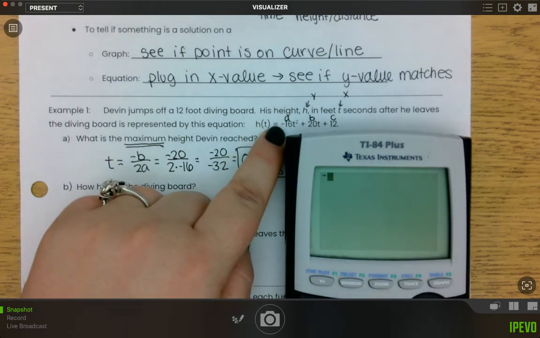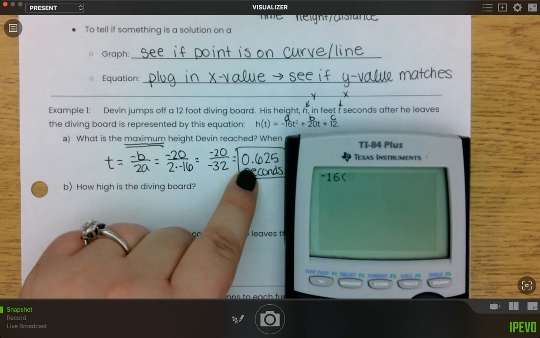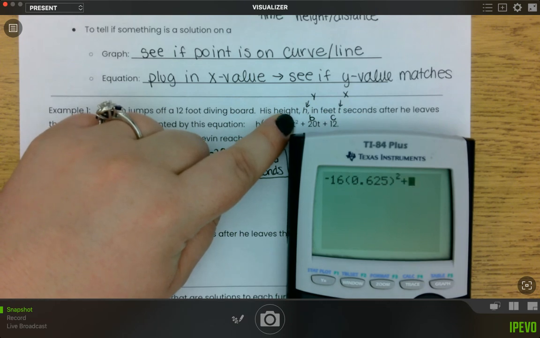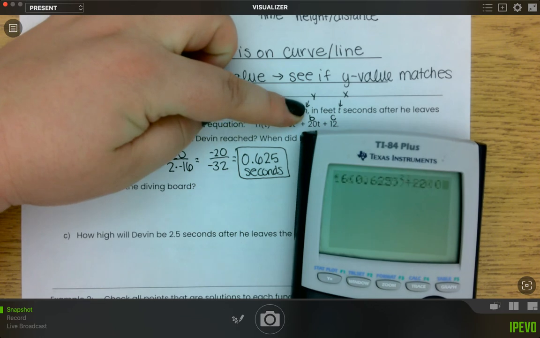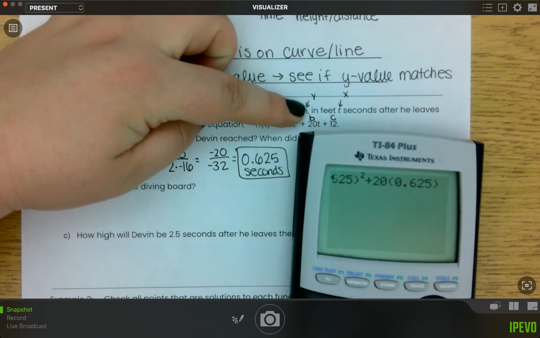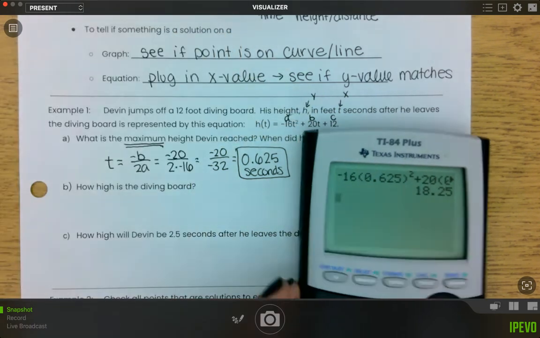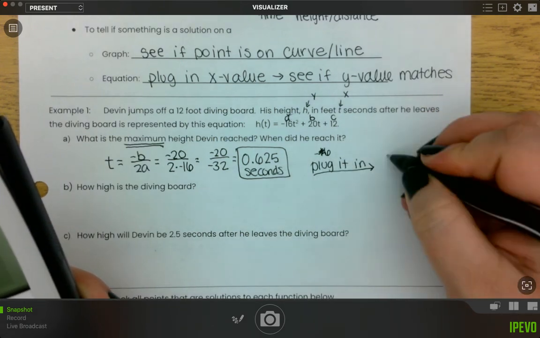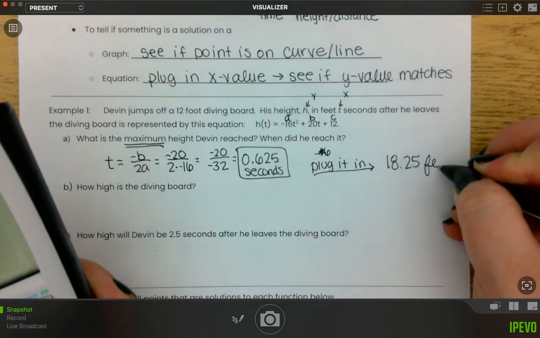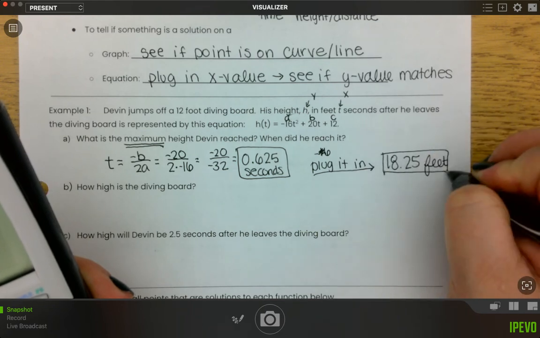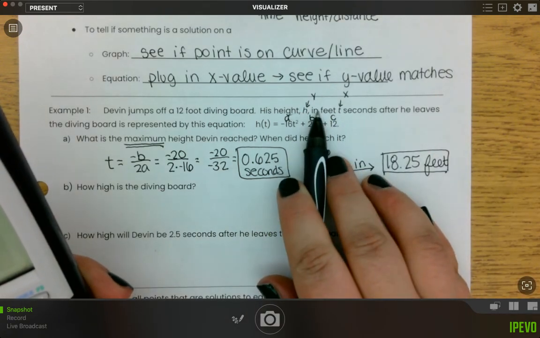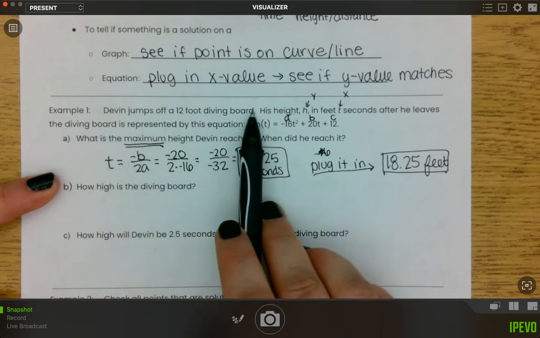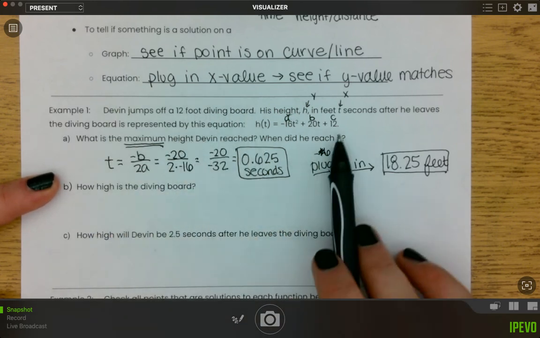So start with the negative 16. And then instead of t, you're going to put 0.625 squared plus 20. And then we got another t, so 0.625 plus 12. 18.25 feet. And how did I know it was feet? Because this is my h value, which is in feet. It says it in the problem. Read your labels, guys. How high is the diving board? The diving board is where he was jumping off of. So yes, it says in the problem it's 12 feet, and it's the y-intercept at the end.